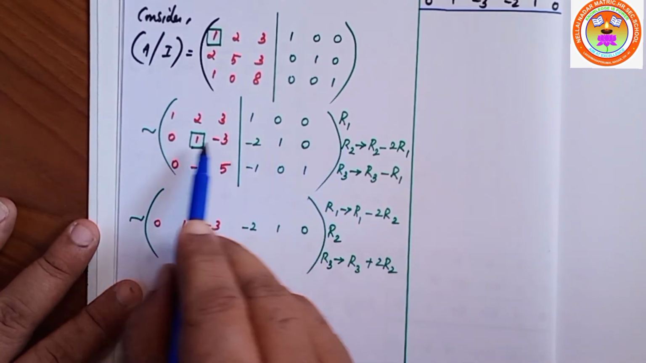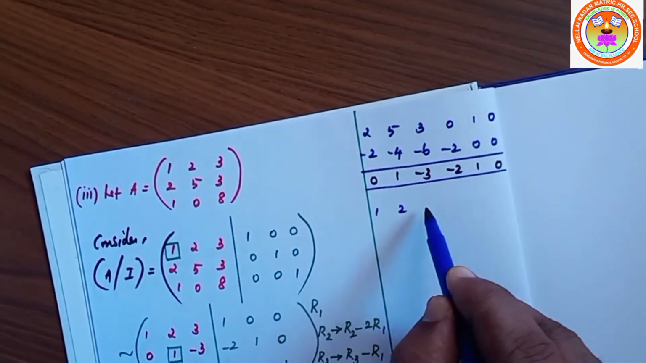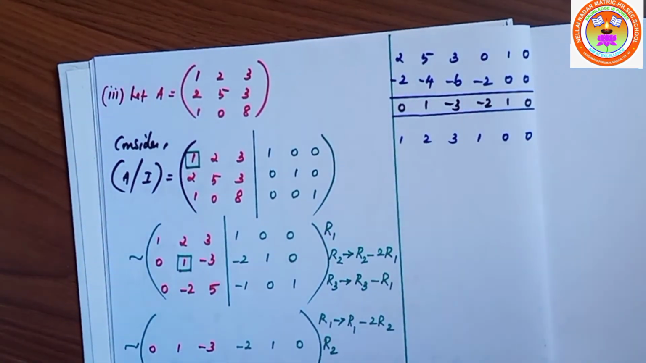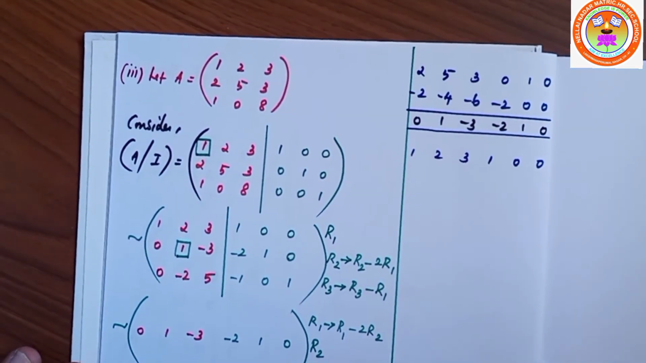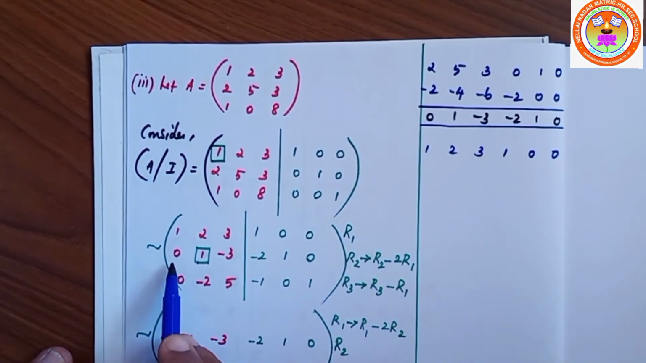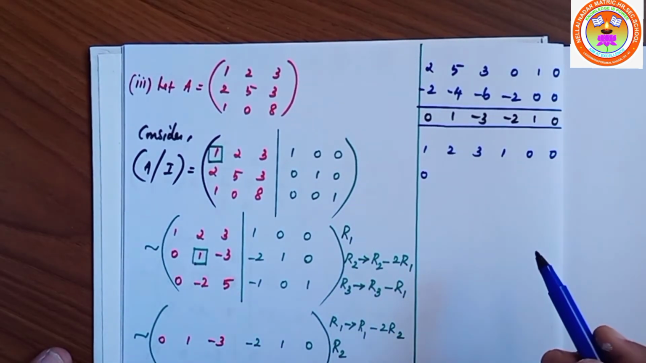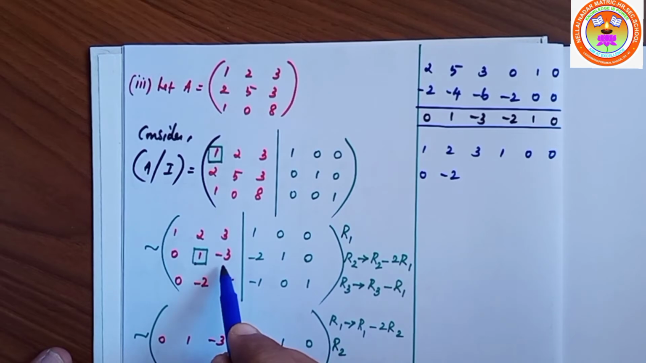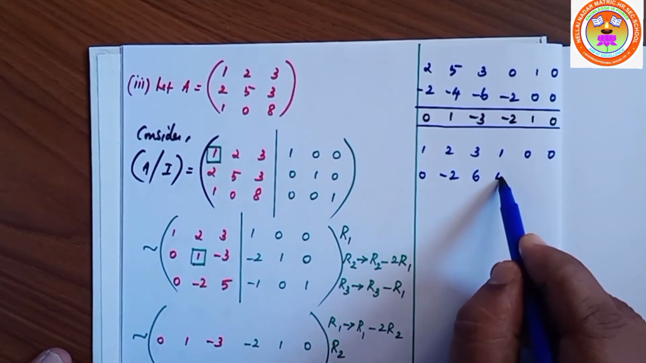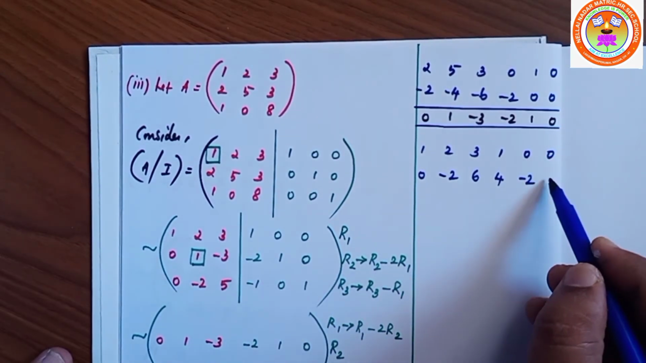So R1 write as it is, 1 2 3 1 0 0. Now minus 2 R2 means we have to multiply it by minus 2. If you multiply by minus 2, 0 into minus 2, 0. 1 into minus 2, that is minus 2. Minus 3 into minus 2, that is 6. Minus 2 into minus 2, that is 4. 1 into minus 2, minus 2. 0 into minus 2, 0.